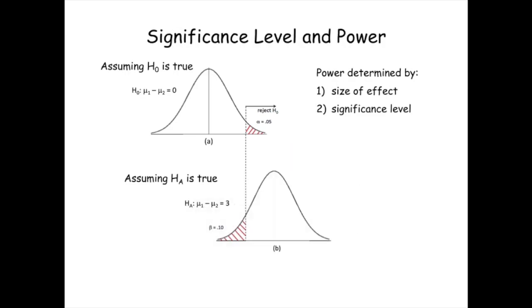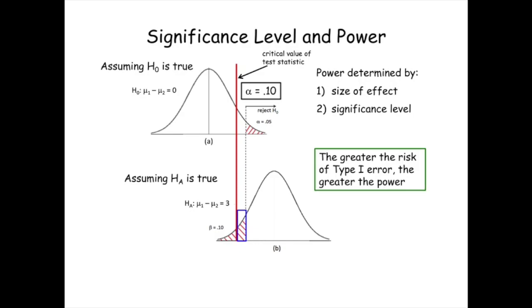The significance level also influences the power of a test. Increasing alpha from 0.05 to 0.10 changes the critical value of the test statistic, thereby increasing the power of the test. This additional power is the area shown here in the blue box. We have more power if we are willing to take a greater risk of making a type 1 error.